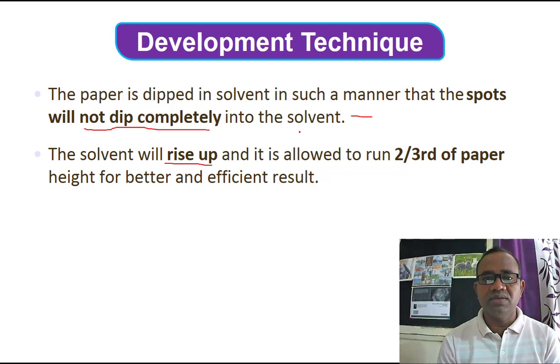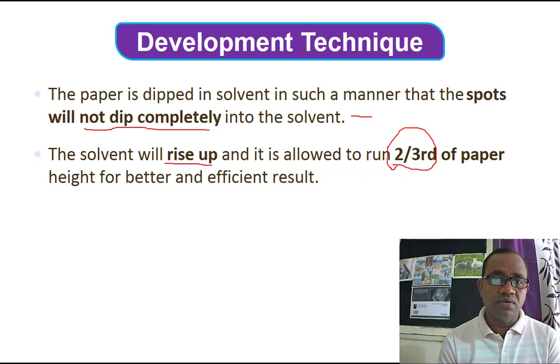So once all the previous steps have been finished, we carry out the actual separation, and after the separation we need to detect the solid components on the paper. For that, in a development technique, generally we dip the paper into the solvent, but care should be taken that the spot should not get dipped completely into the solvent. Otherwise the sample will dissolve into the solvent and move down into the solvent system, so there won't be any spot on the paper. So we just dip a small portion of the paper into the solvent, but not the sample spots. The solvent will rise up along with the flow of the mobile phase, and generally we have to run the solvent until 2/3 of the paper for a better and efficient result, right?